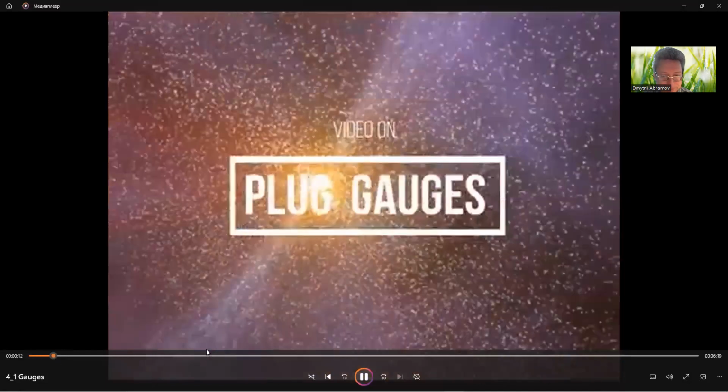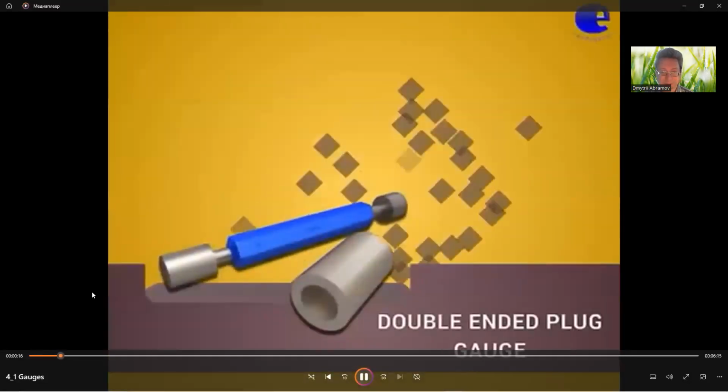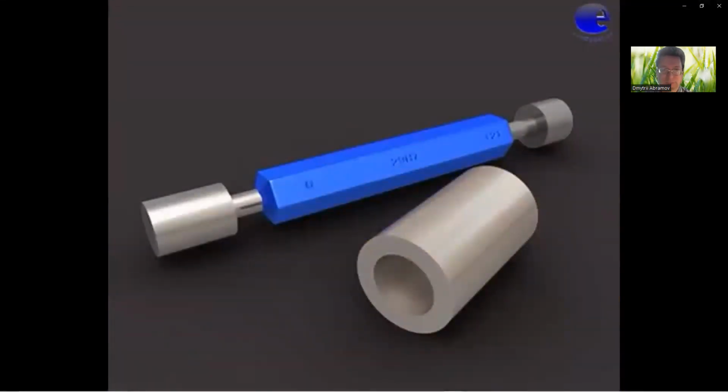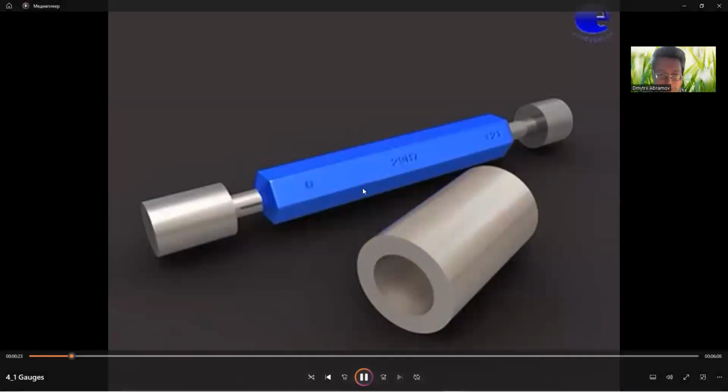Double-ended plug gauges. In this video, we are going to see the double-ended plug gauge. In this type, you can see a plug gauge with a first end and a second end. The first end is the go end and the second is the no-go end, arranged on both sides of the plug gauge, to be checked against the workpiece.